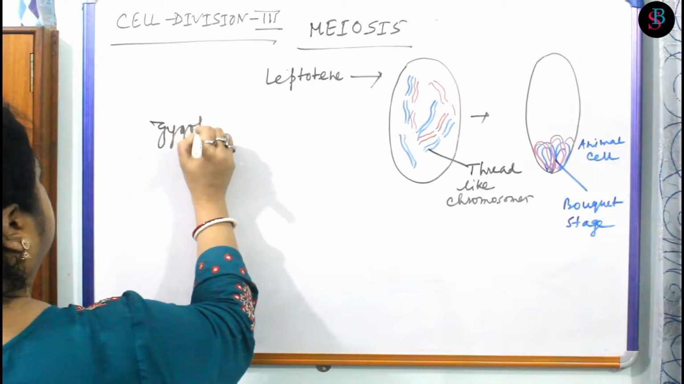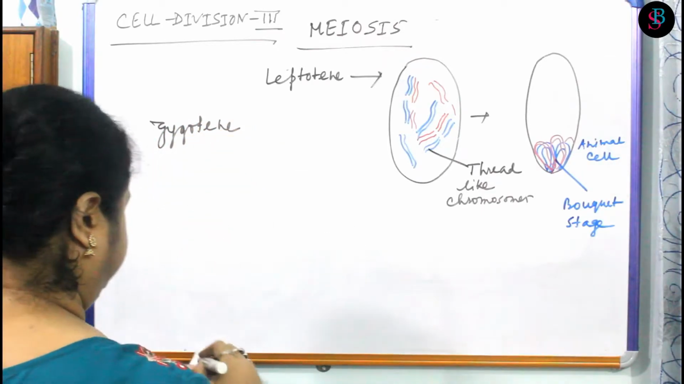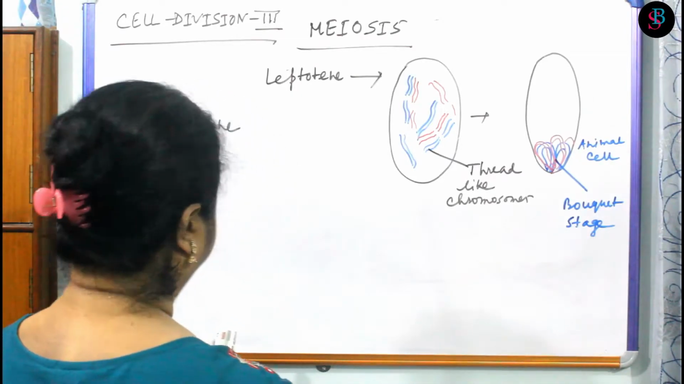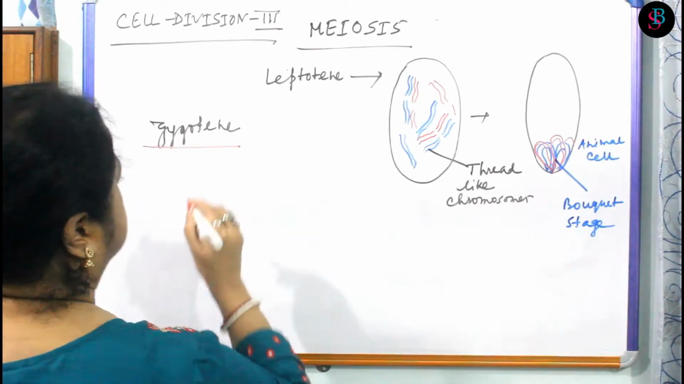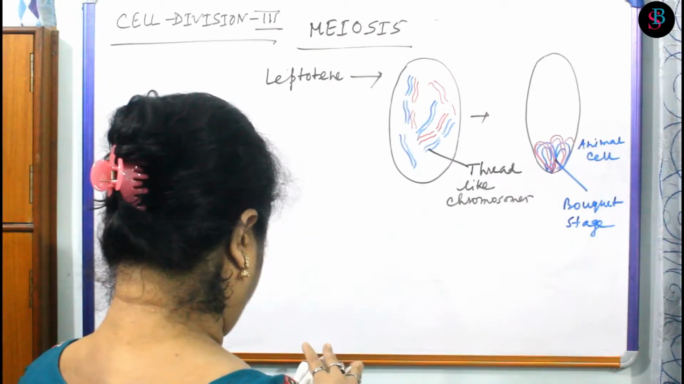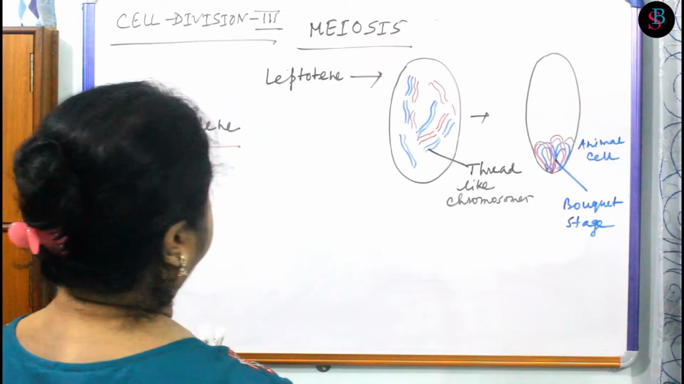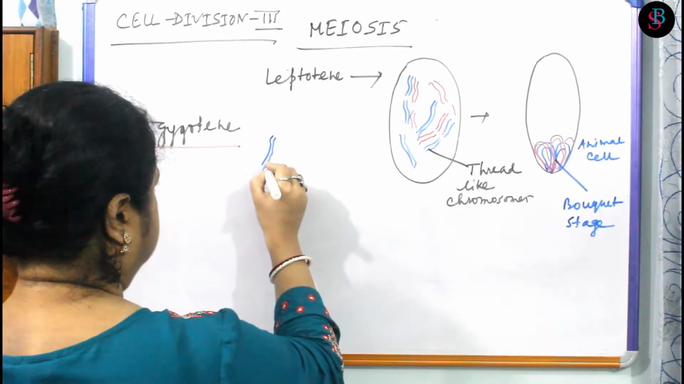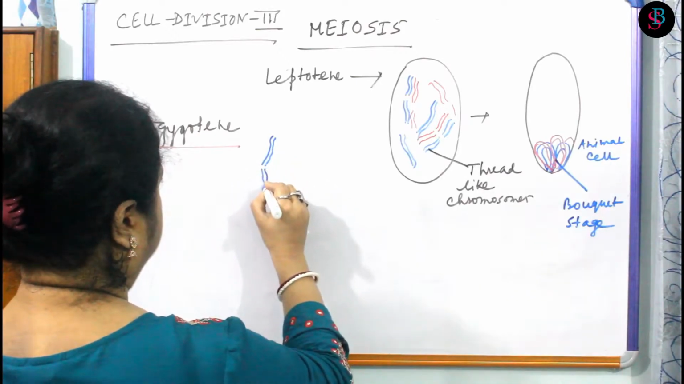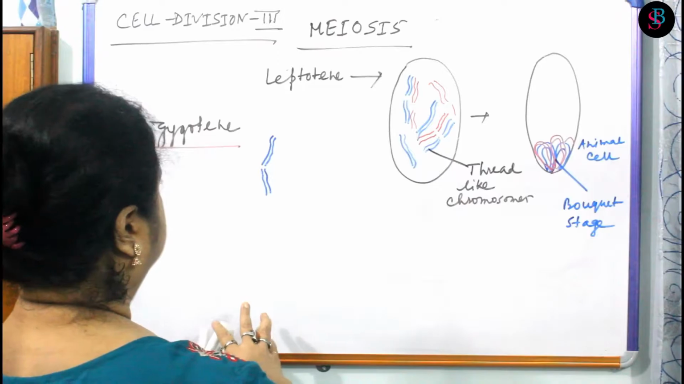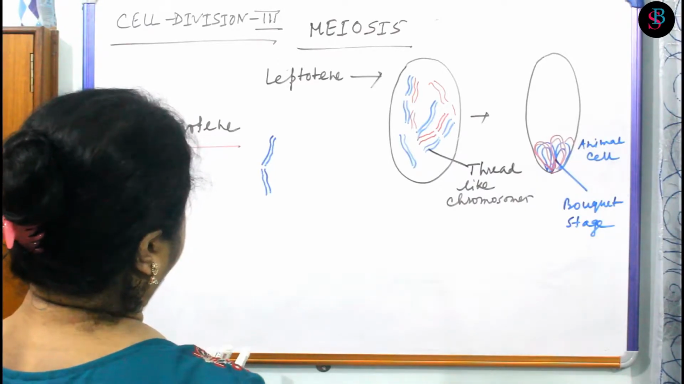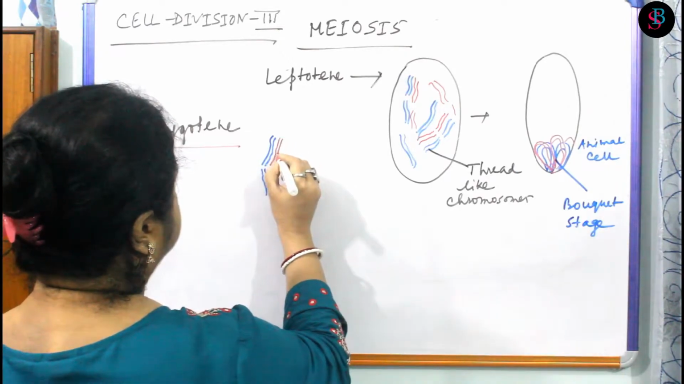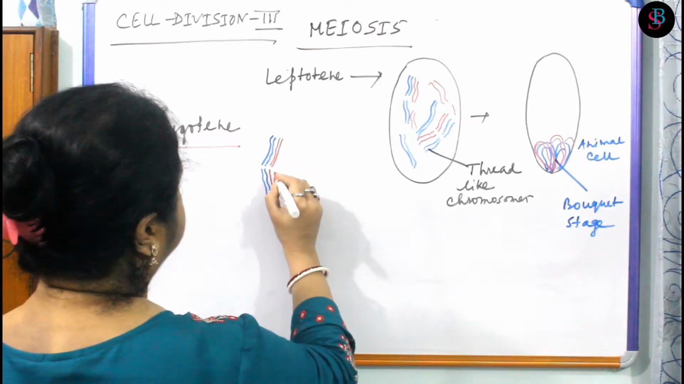In Zygotene, the main thing is that inside the cell, there is the formation of the pair. What is the pair? Pair of the chromosomes of the same size and containing the same characters.